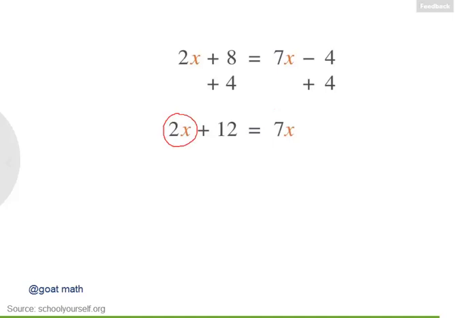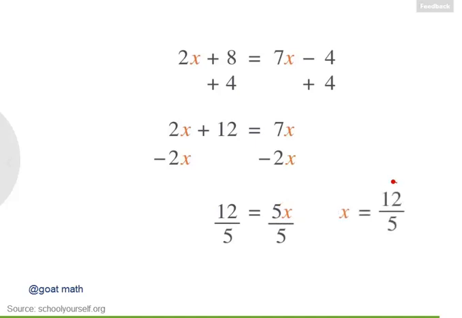Then, to combine the 2x and 7x terms, we can subtract 2x from both sides. On the left we now have 12, and on the right we have 7x minus 2x, which is 5x. Finally, to solve for x, we can divide both sides by 5. So x equals 12/5. And that's equivalent to 2.4. When you're solving equations, there's usually some division involved, so don't be surprised if you get fractions or decimals in your final answer.